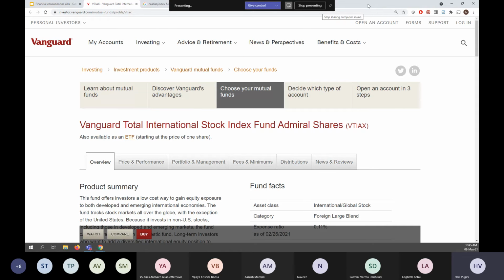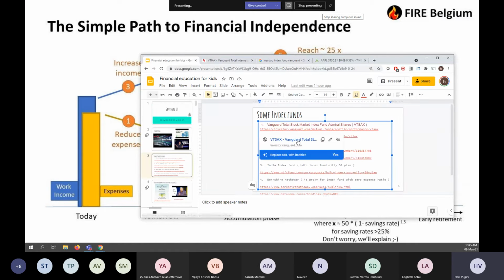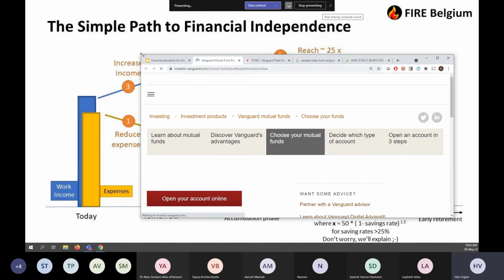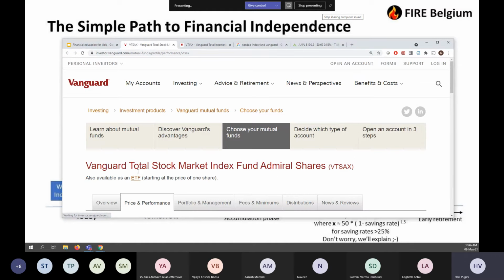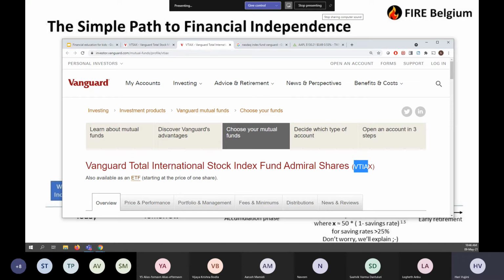So you see the difference between the two index funds which I showed you. I'm opening both links. One is the Vanguard Total Stock Market Index Fund, VTSAX. The second one which I opened is VTIIX, the Total International Stock Market. So if you don't want to rely only on US companies, you want to hold all the big companies across the world in your bucket, this is the index fund where you can invest.